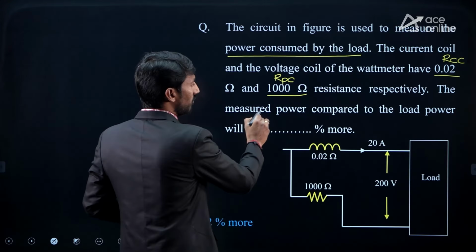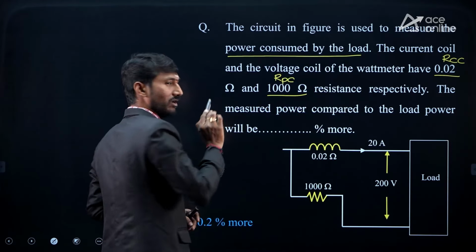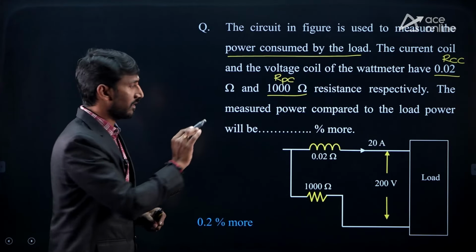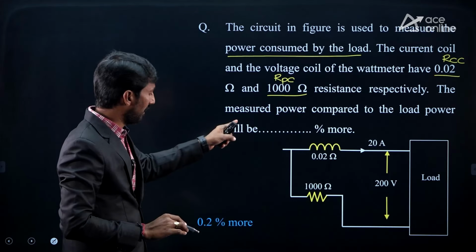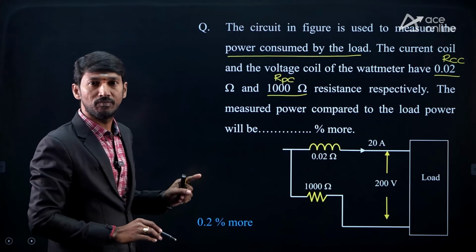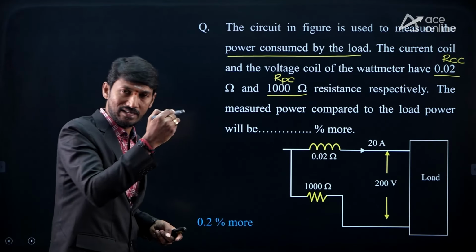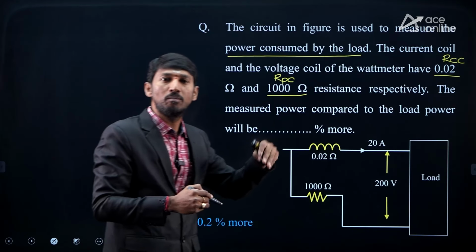Respectively, the measured power compared to the load power will be, he is not asking the corresponding value. The measured power compared to the load power will be dash % more. Dash means he is asking what the error is, that error in terms of positive or negative.